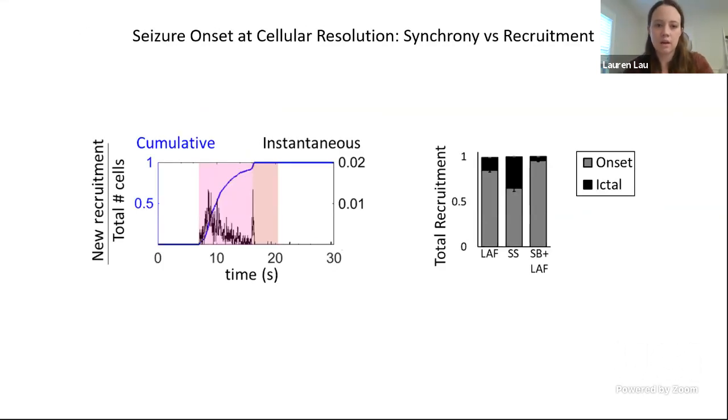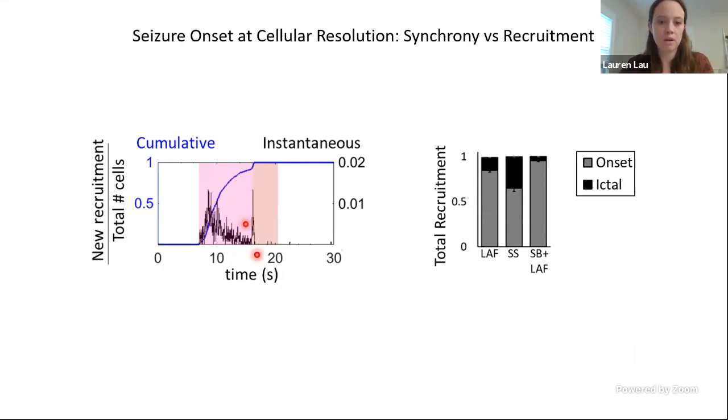But interestingly, I found that was not really the main driving factor in the increases. So this is a plot from the same example seizure. This is showing total newly recruited cells over the total number of cells. And you can see recruitment is ongoing during this onset period.